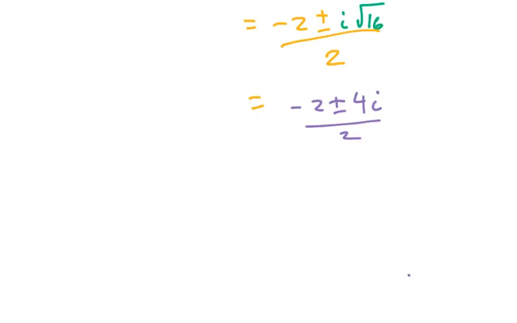And this breaks down to, because this is very important, because 2 and 4 are both divisible by 2, we can divide both 2 and 4 by 2. So 2 divided by 2 is 1, so this is negative 1, plus or minus 4 divided by 2 is 2, which is 2i. So we get negative 1 plus or minus 2i, and that's my final answer.